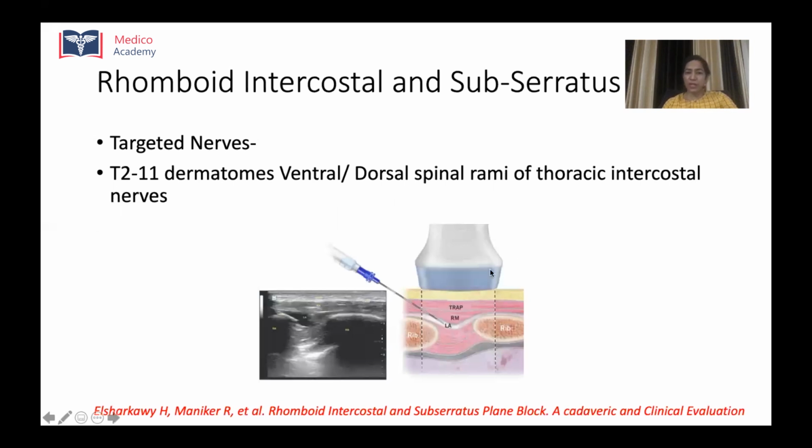Similarly, the rhomboid intercostal and subserratus plane block is actually a two injection block, in between the rhomboid and intercostal and just deep to the serratus. Here again, the targeted nerves are the T2 to T11 dermatomes, the ventral and dorsal spinal rami of the thoracic intercostal spinal nerves.